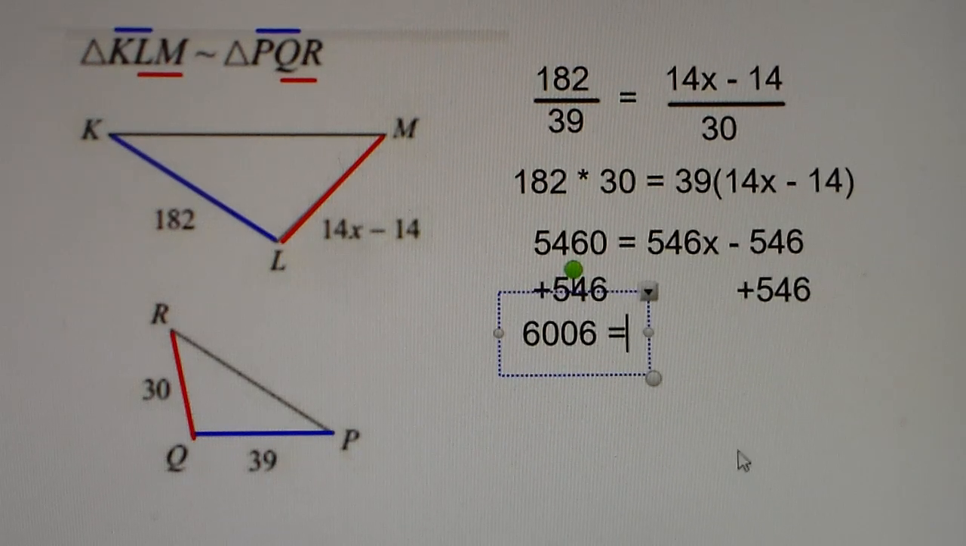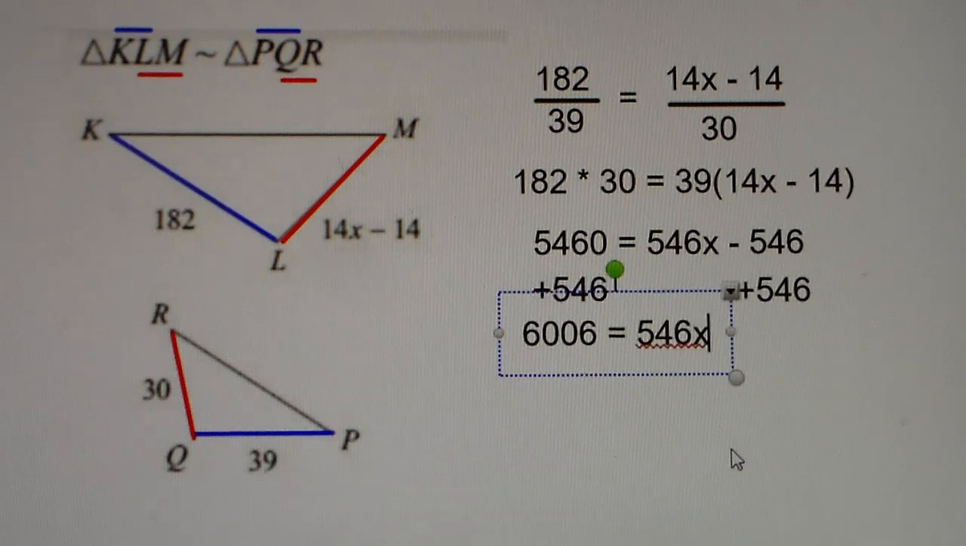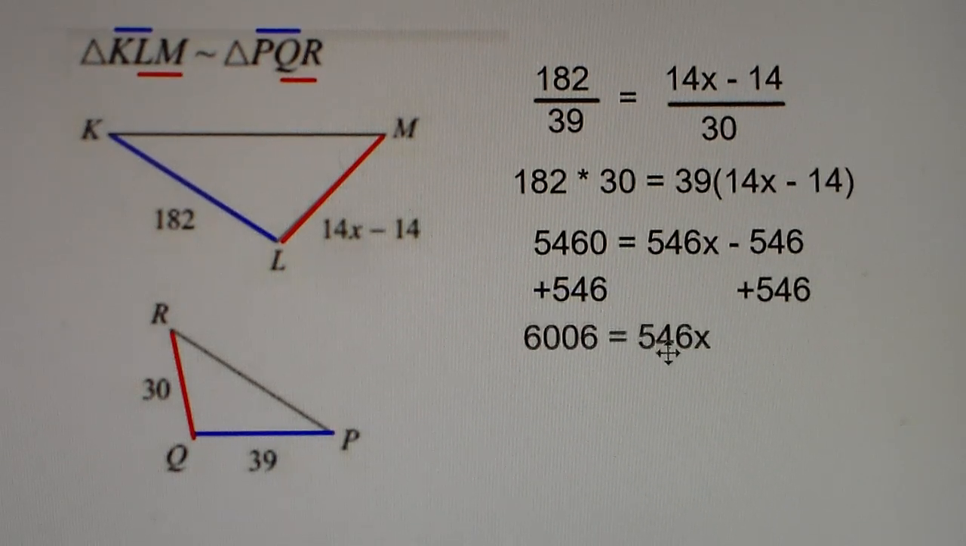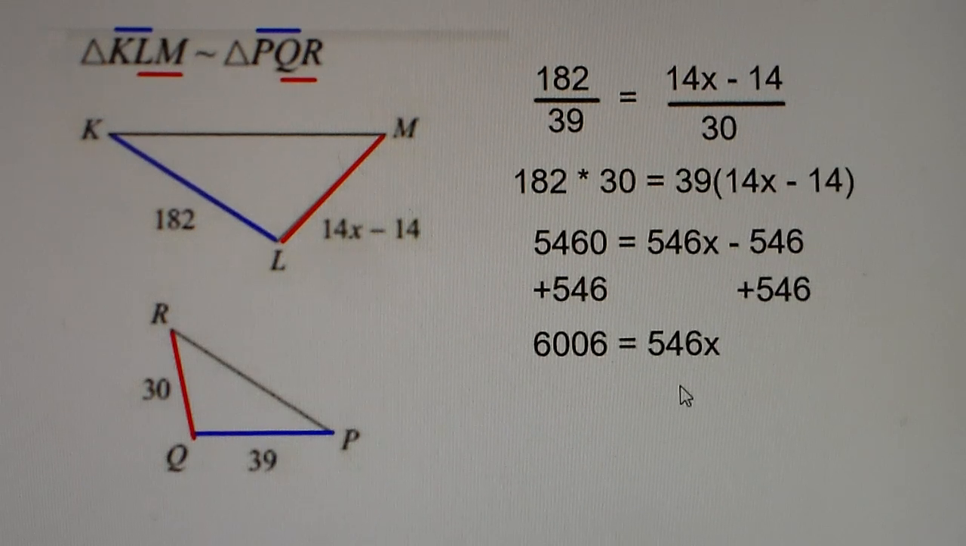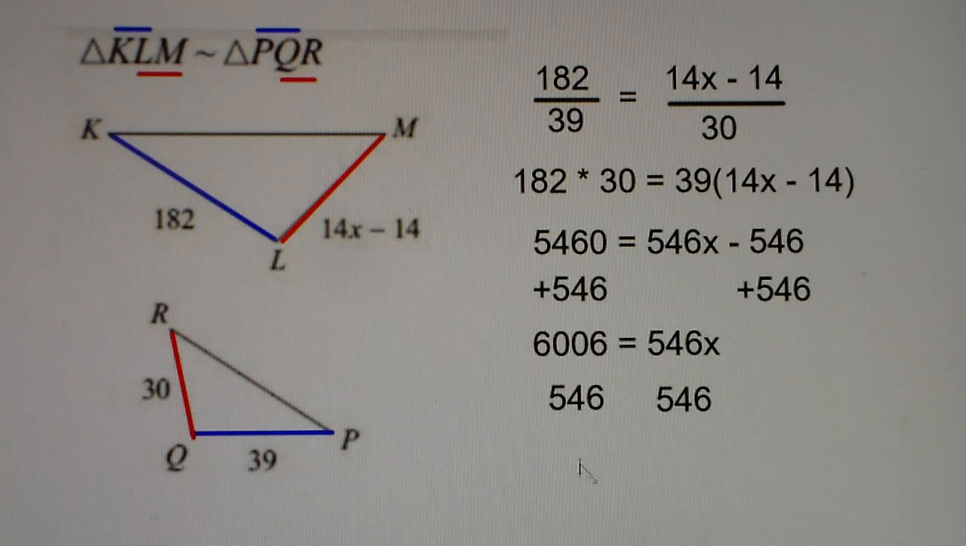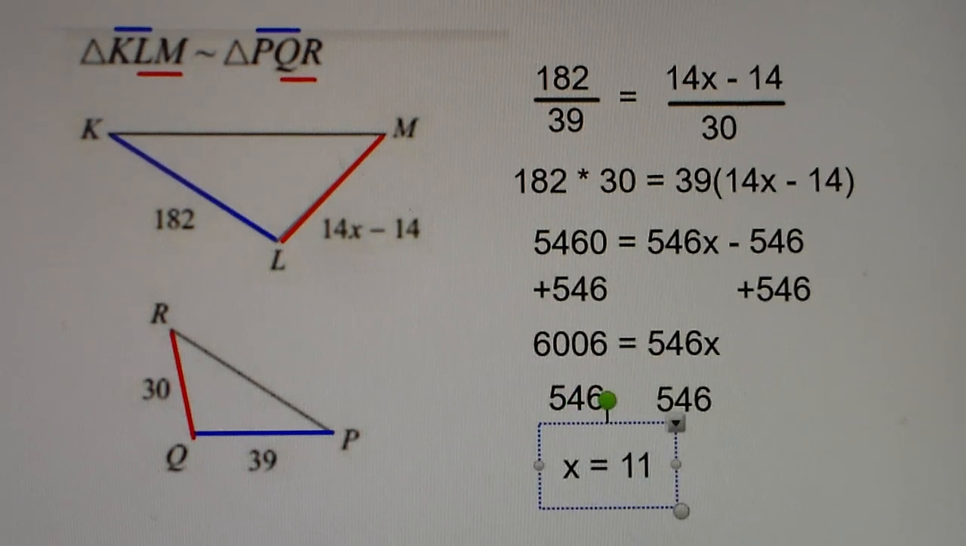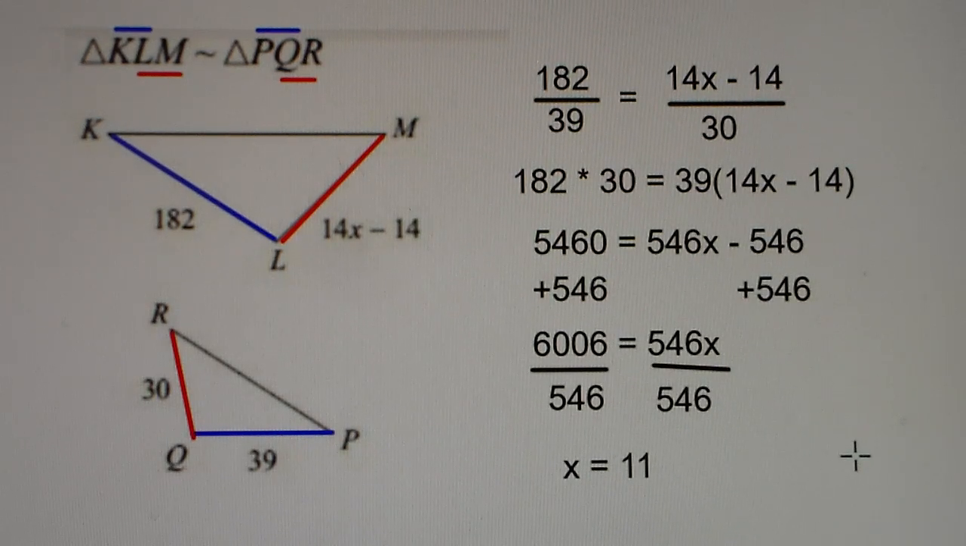Which is equal to 546x. Then we got to divide both sides by 546. So 6,006 divided by 546 gets us 11. Because we divided both sides by 546, we got x equals 11. And that's how you do that problem. And problems like that, you just got to make sure you highlight the colors. Make your life a little bit easier. All right, let's move on to the next one.